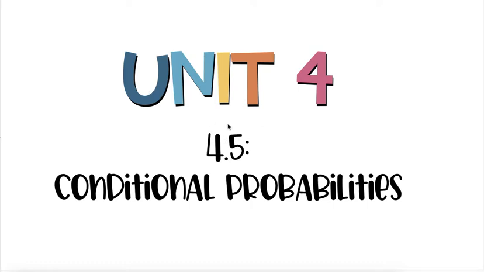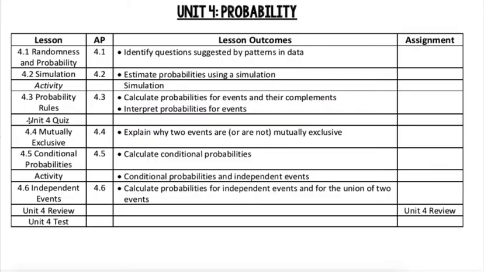Unit 4, Section 4.5, Conditional Probabilities. So we've been looking at the rules of probability. We talked about mutually exclusive and how to use two-way tables. Today we're going to look at conditional probabilities, continuing with that idea of two-way tables.